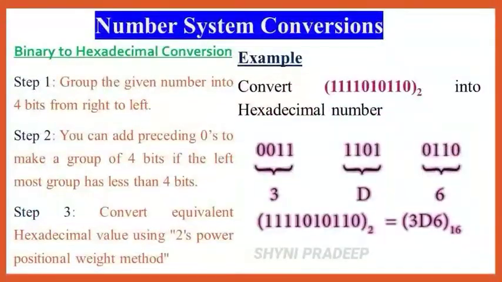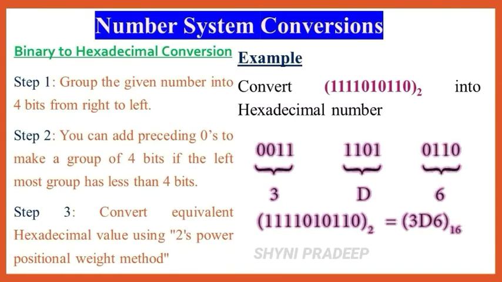Next, binary to hexadecimal conversion. Here you have to group the given number into 4 bits from right to left. For octal conversion, you have to group that given number into 3 bits from right to left. But in hexadecimal conversion, you have to group the given number into 4 bits from right to left. If the leftmost group has less than 4 bits, you have to add zeros to make a group of 4 bits. Okay. See this example.